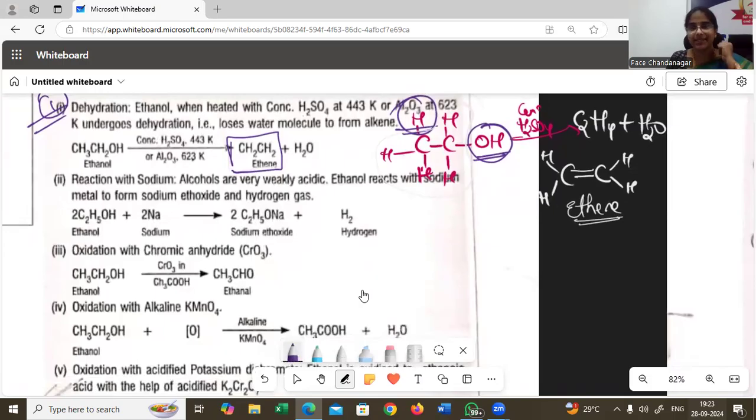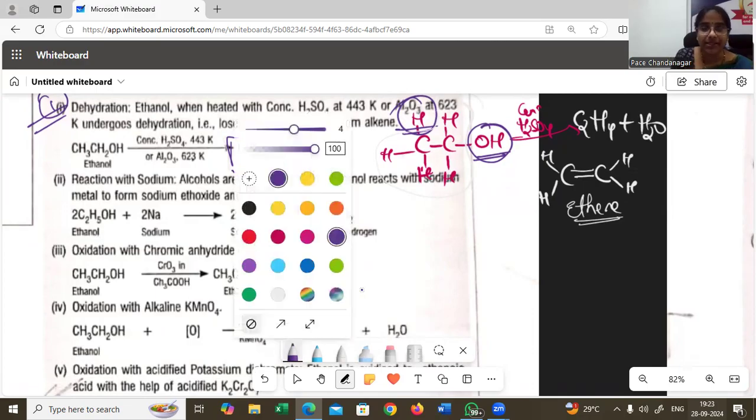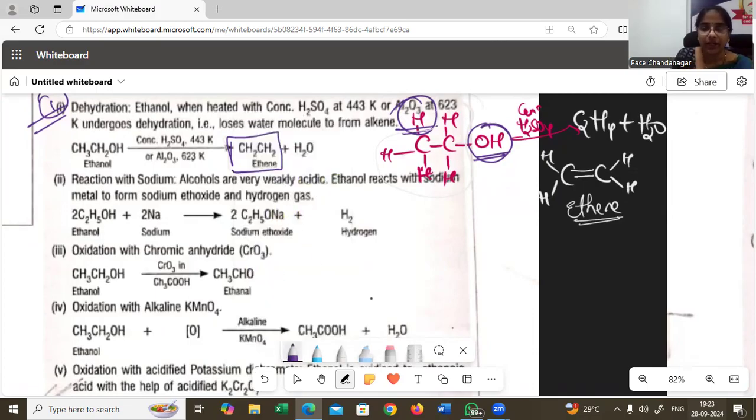All right. Next, the reaction with sodium. Now, sodium is a metal, right? And it's a reactive metal. C2H5OH again. This is alcohol again. This is what your alcohol is, C2H5OH.